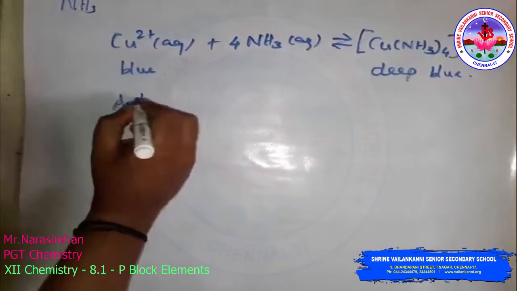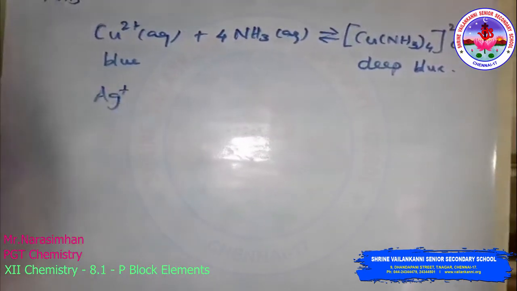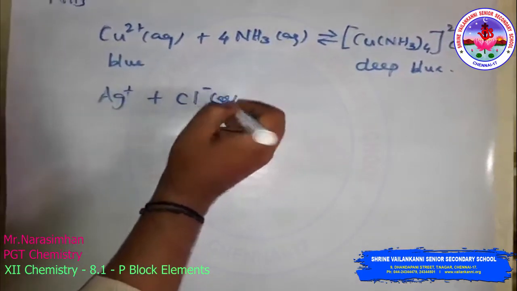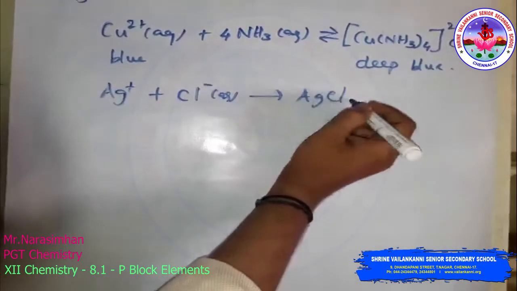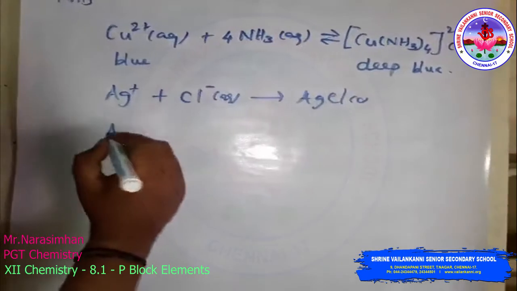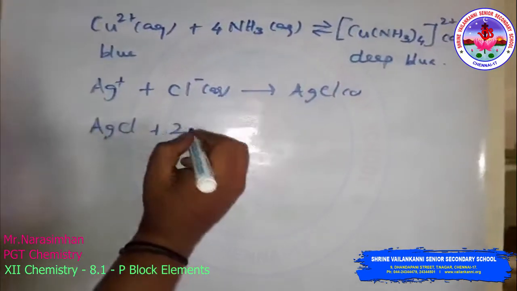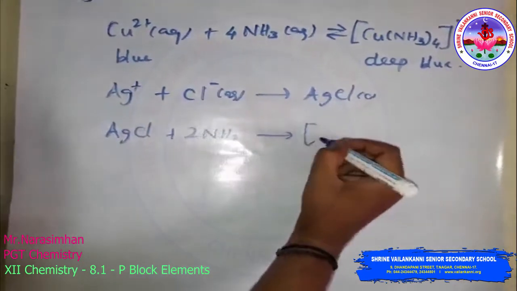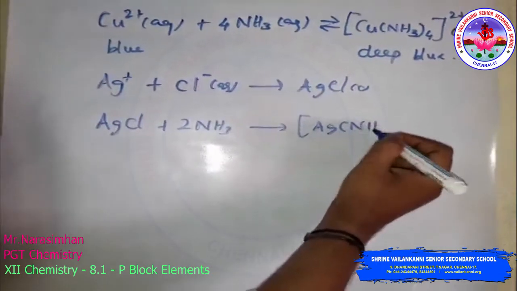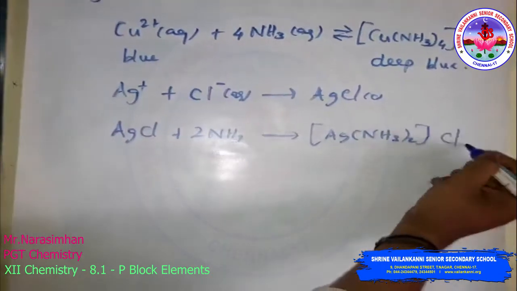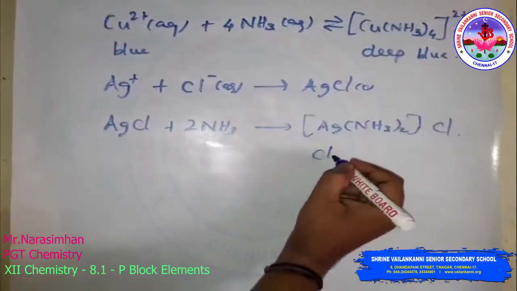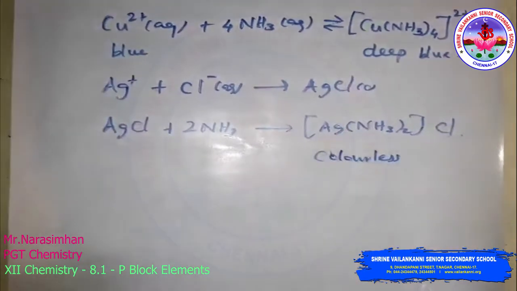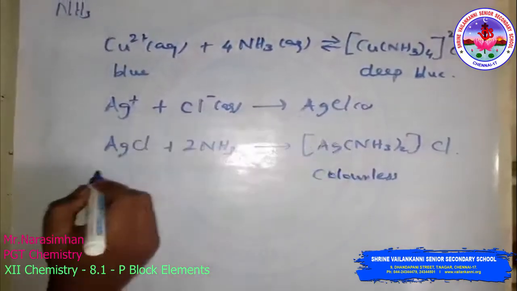Similarly, an aqueous solution of a colorless silver compound reacts to form solid silver chloride, a white precipitate. Then the silver chloride reacts with aqueous ammonia to form a colorless complex, Ag(NH3)2 Cl. So this is a white precipitate.